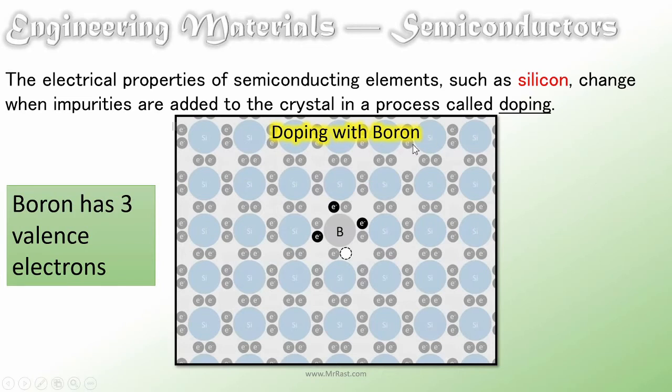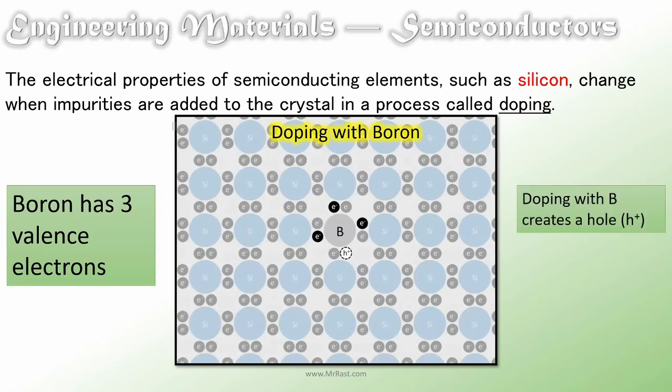We can also dope with other impurities like boron. The difference between boron and phosphorus is phosphorus has 5 valence electrons, but boron has 3 valence electrons. So when you dope with boron, you have one situation here where there is a missing electron, and this we call a hole, kind of like a positive charge. There's a missing spot right here.